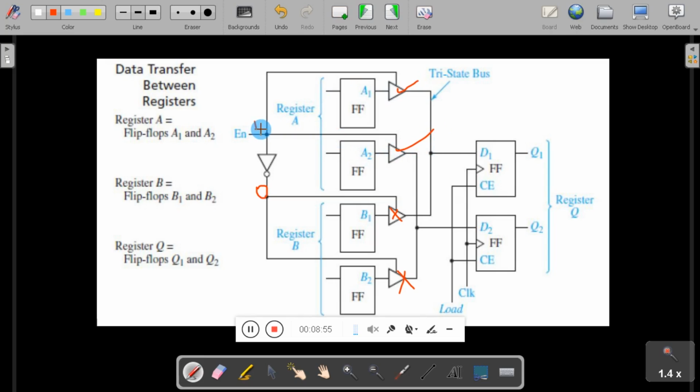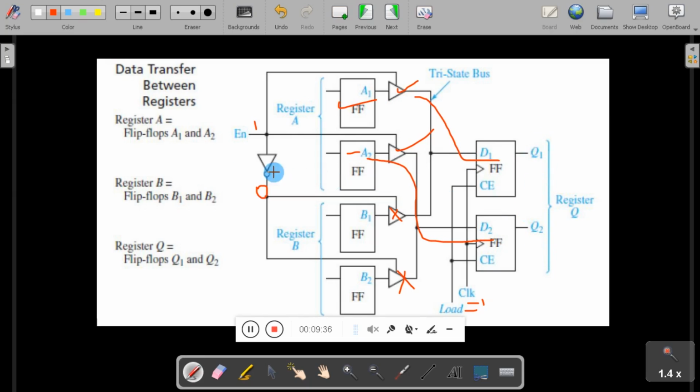So when enable is 1 and load is 1, during the positive edge of the clock, the data from this register A, this flip-flop and this flip-flop, is moved to register Q. That is, whatever data is in this flip-flop here is moved to this one, and whatever data is here is moved to this flip-flop, and it will be stored at the output Q1 and Q2.